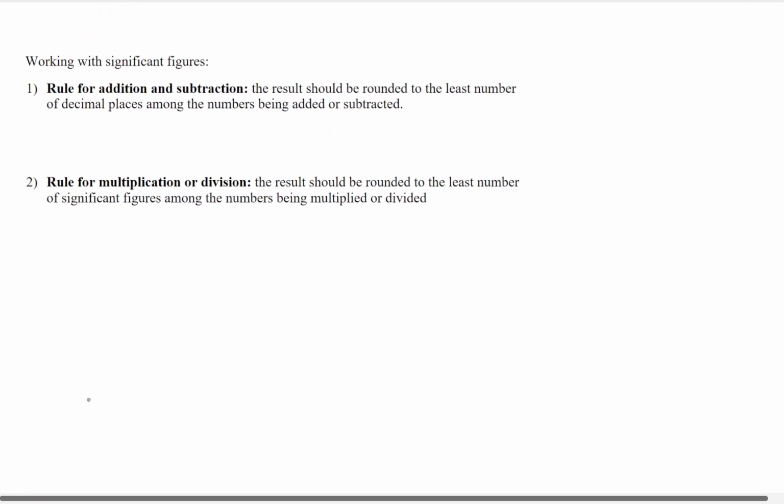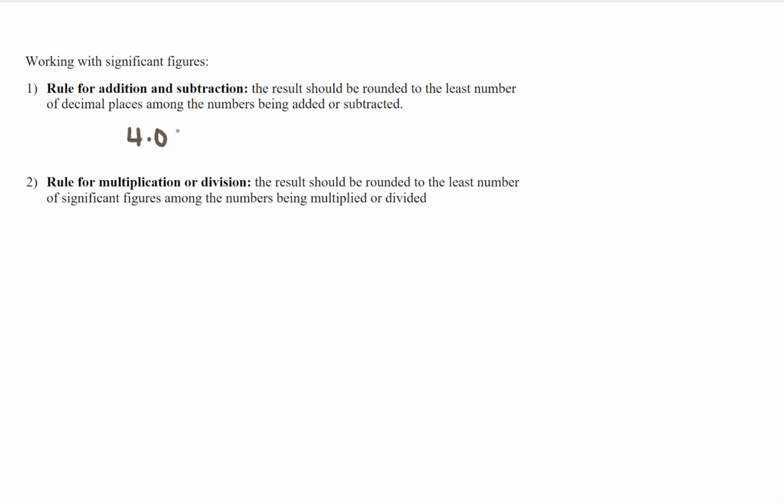Now, when working with significant figures, we follow two rules. Rule number 1, for addition and subtraction, states that the result should be rounded to the least number of decimal places among the numbers being added or subtracted. And rule number 2, the rule for multiplication or division, states that the result should be rounded to the least number of significant figures among the numbers being multiplied or divided. So let's do an example for each.